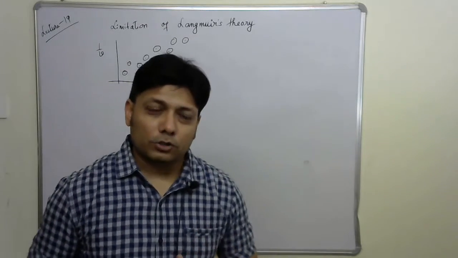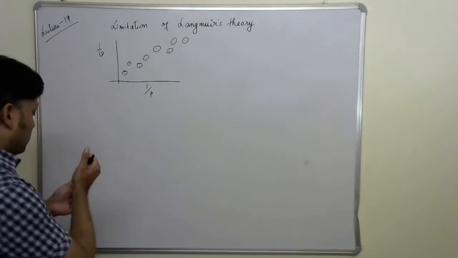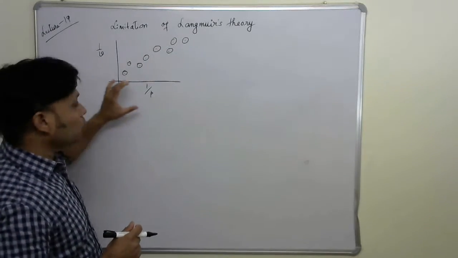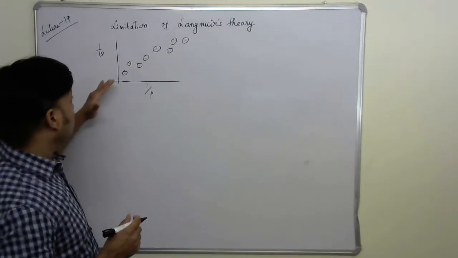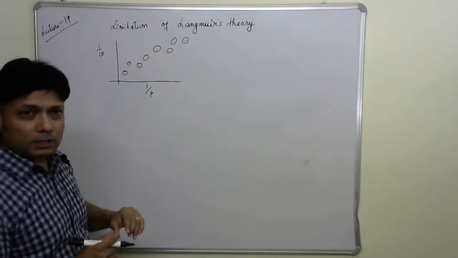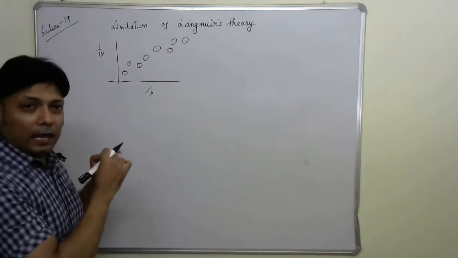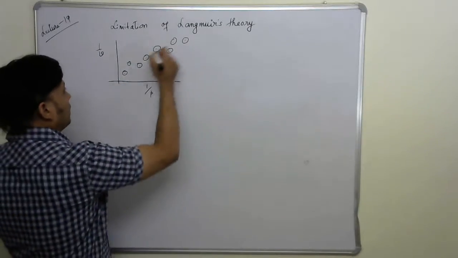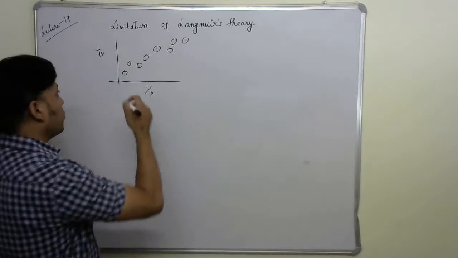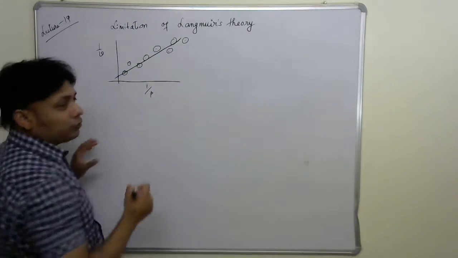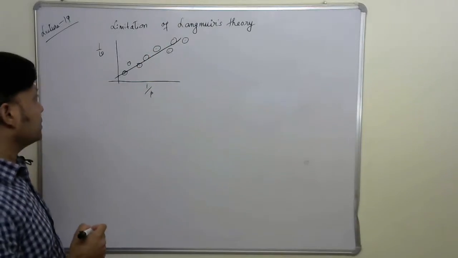So according to Langmuir, if someone wants to plot 1 over volume adsorbed versus 1 over pressure data, we will have some data points, and those data points should ideally be fitted with a straight line. So we have these few scattered points, and we would like to draw a best fit straight line out of those data points.